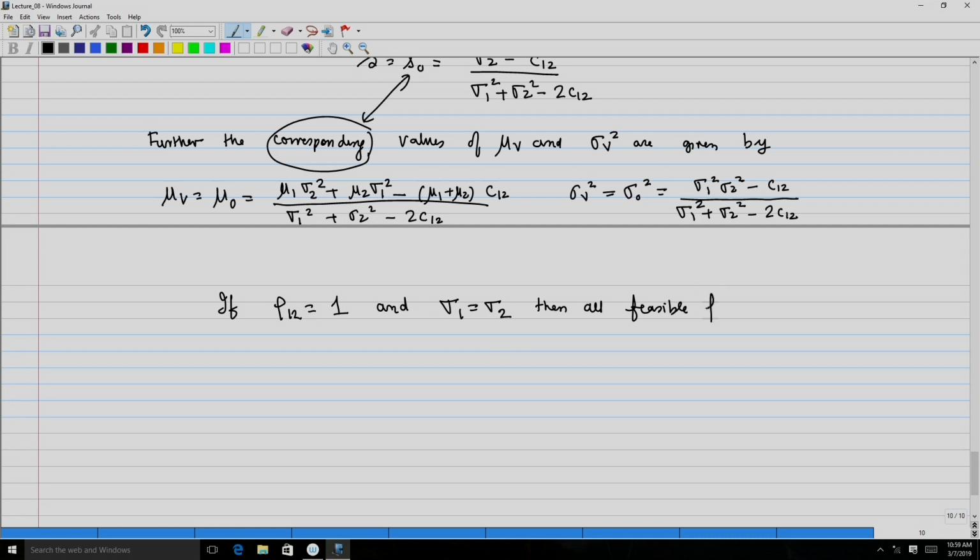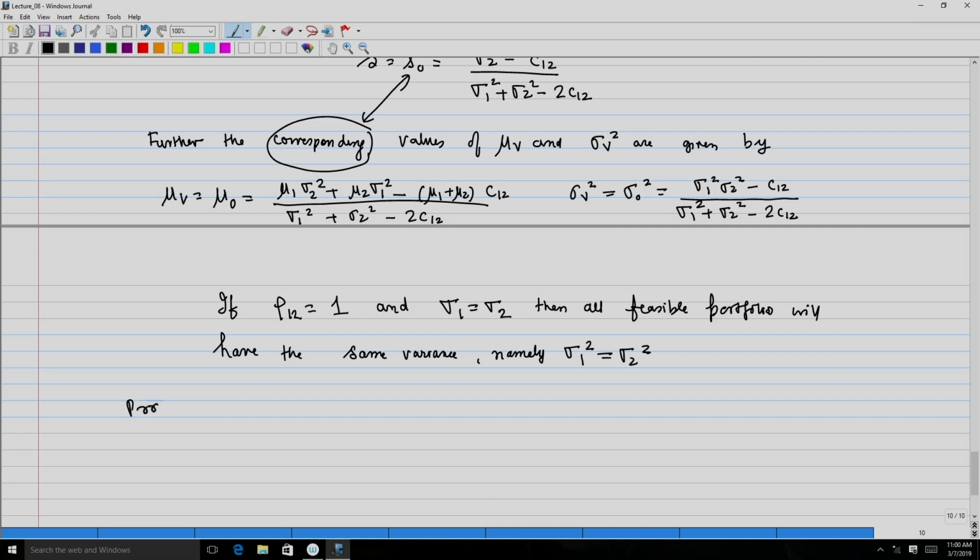then all feasible portfolios will have the same variance, namely sigma 1 square is equal to sigma 2 square.